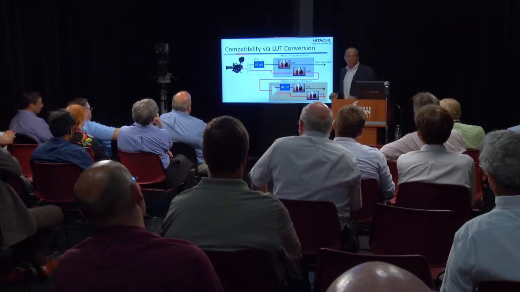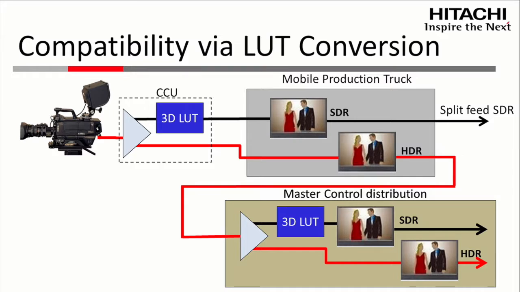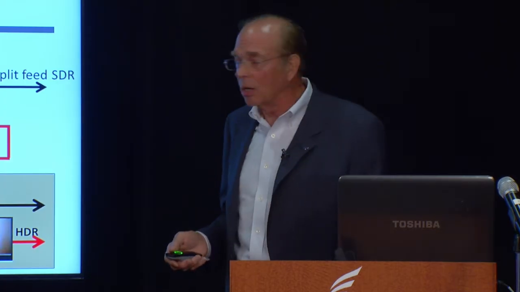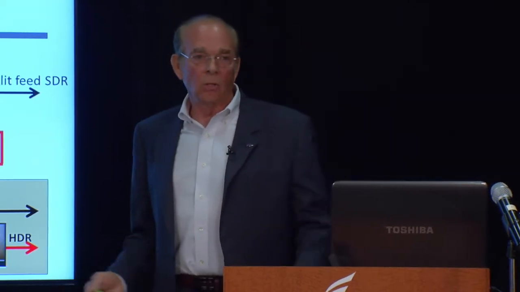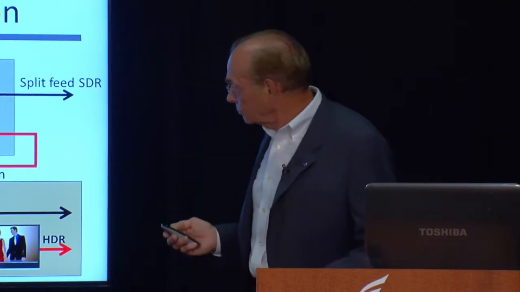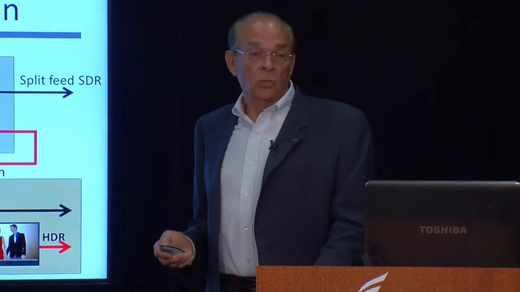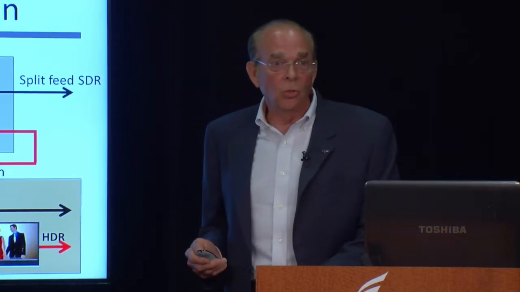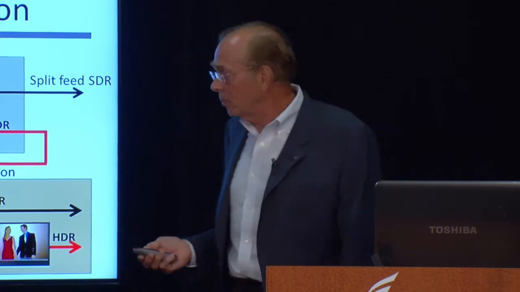Another way to handle compatibility is by using a lookup table. 3D in this case is RGB. In this approach, you start out with an HDR, that's the red line, and you go into a lookup table and you get SDR out of the HDR. You can do it in the CCU, you could do it here in a mobile truck, you could do it here at a master control. It can be done anywhere. And it's another way of getting what you might call a split feed of both SDR and HDR. There are claims that you can up-convert SDR to HDR. It's only an estimate. It's not ever going to be as good as real HDR, but Technicolor in particular has shown some pretty interesting things, but it is an up-conversion.